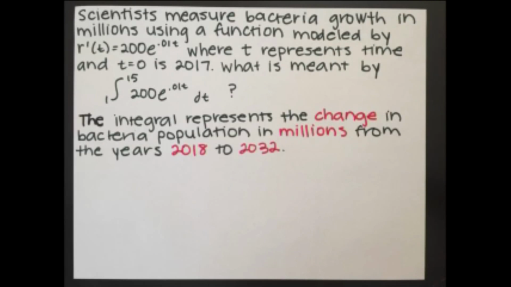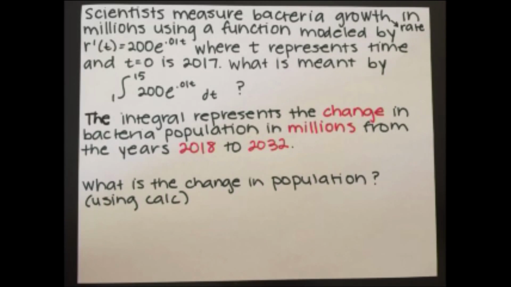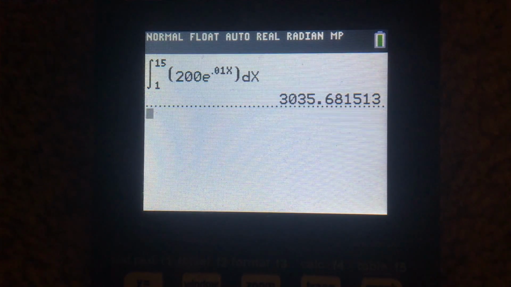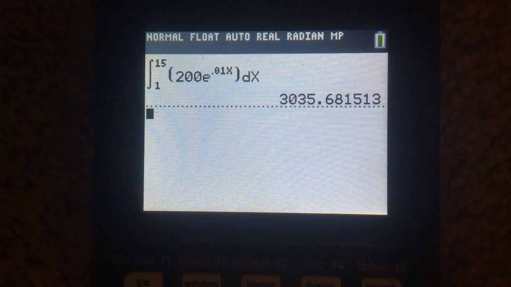It is important to note that the integral represents the change in bacteria population in millions from the years 2018 to 2032. You can calculate the change in population by plugging this integral into your calculator and getting an answer of 3,035.682 million bacteria.